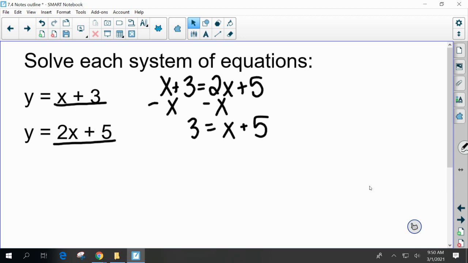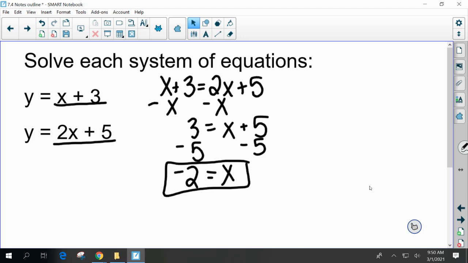Now how would I solve for x? Minus 5, minus 5. So x would equal -2. Okay, so I am partially done. I've solved for x. Now I have to go back and solve for y.